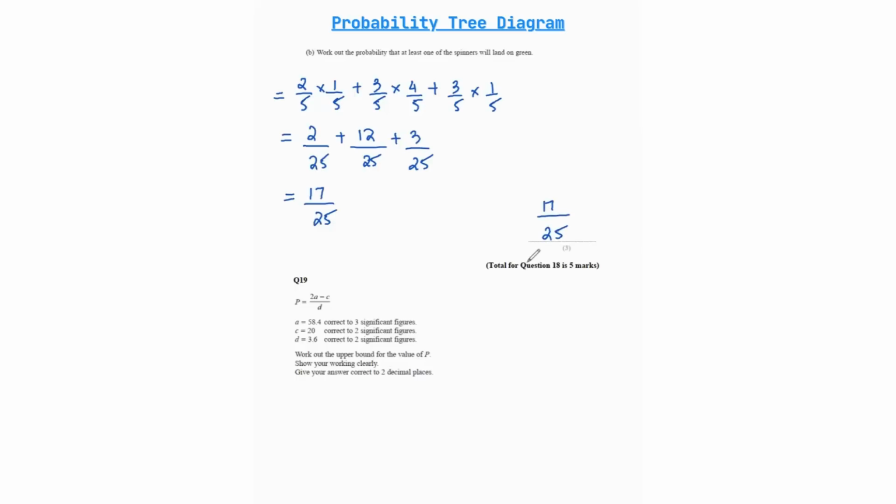So I repeat, movement along the branches, like you saw, we multiplied, and once we went across the branches, we added. This was red and green, then it was green, red, and then green, green.